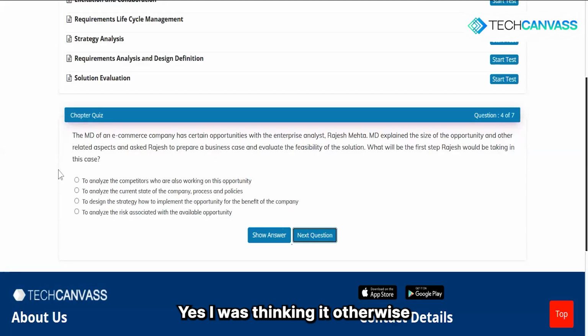I was thinking it otherwise. Fine. Yeah, correct. Option B, to analyze the current state. What will be the first step Rajesh would take? Okay. B as in Bravo. Anyone else going with this? Or maybe A, C, and D?